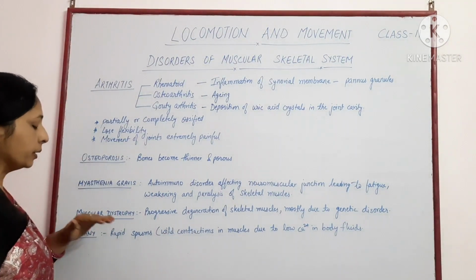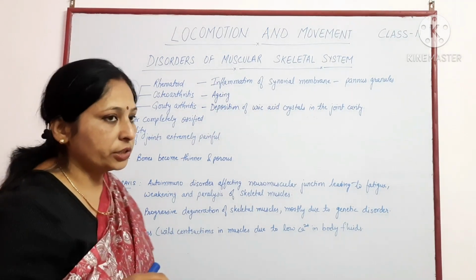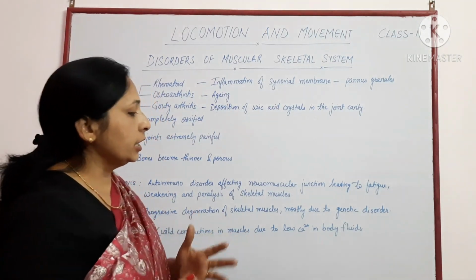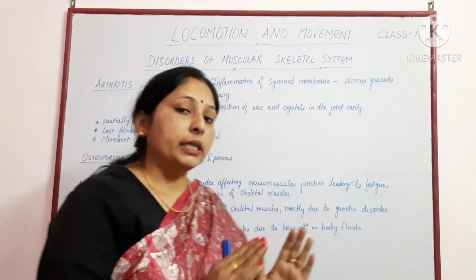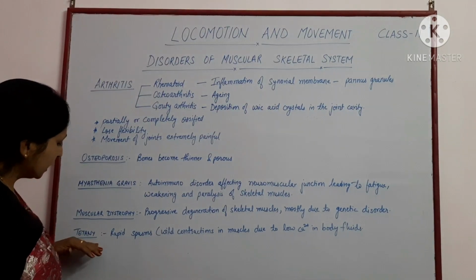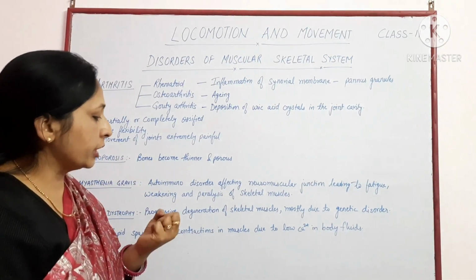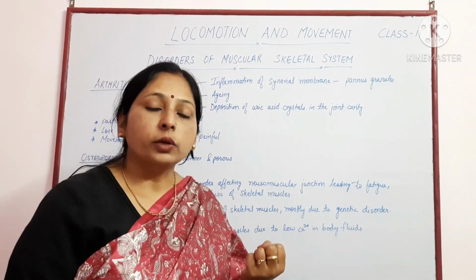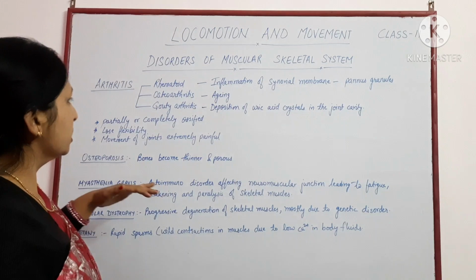Muscular dystrophy. Muscular dystrophy is a progressive degeneration of skeletal muscles, and it is mostly due to a genetic disorder. Last one is tetany. It is rapid spasm or wild contraction of muscles due to low calcium in the body fluids. So I am repeating this one.